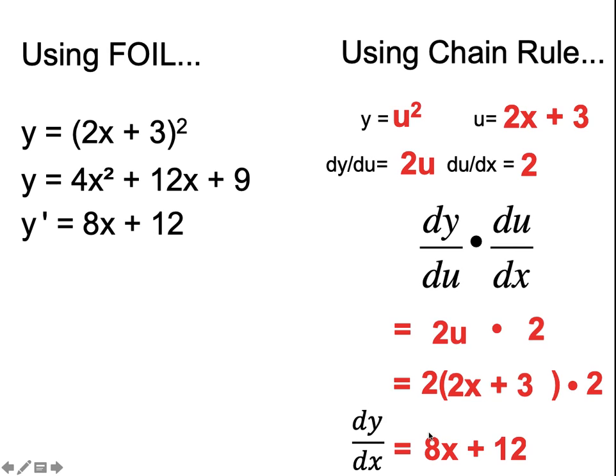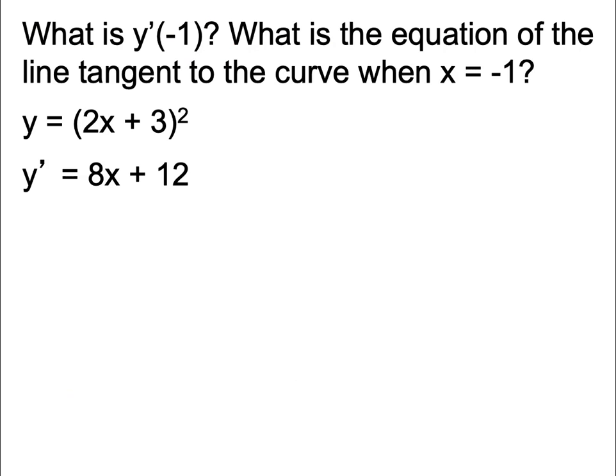So that's kind of how the chain rule works. And really the benefit here on this problem, there's not too much of a benefit. So the next question then is, what is the derivative evaluated at -1? That's what that's saying. What is y prime of -1? In other words, what is the derivative of y, right, y prime, and evaluate at -1 means find the derivative and stick -1 in there. And then I want you to write the equation of a tangent line to that curve.